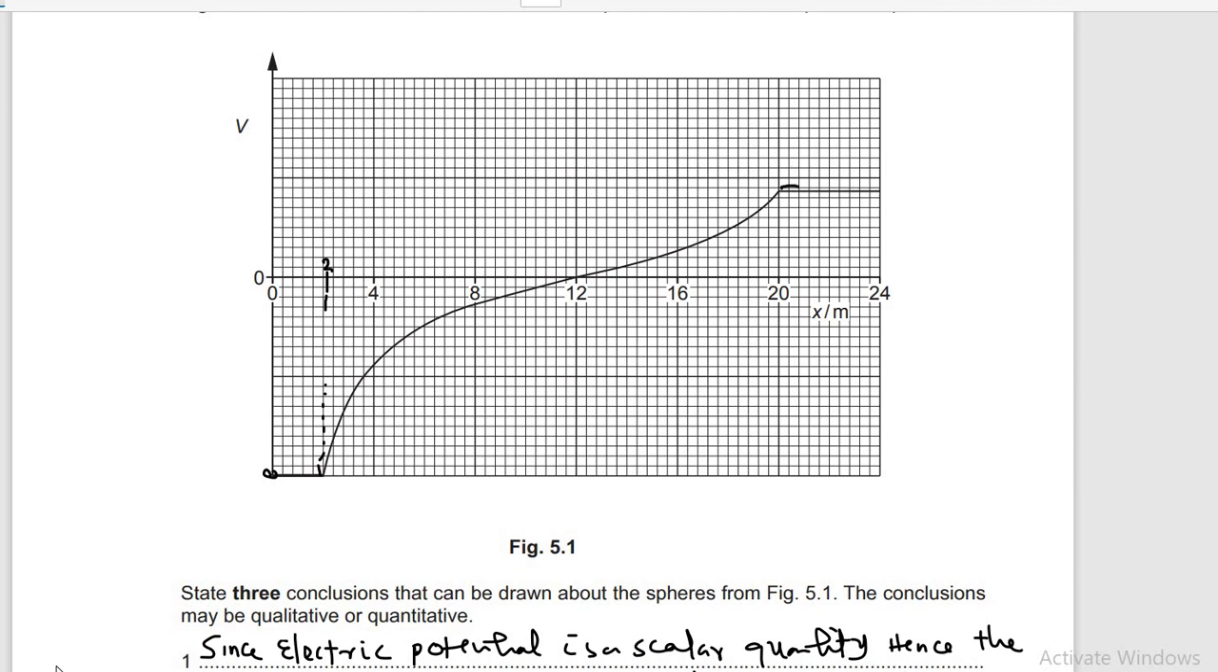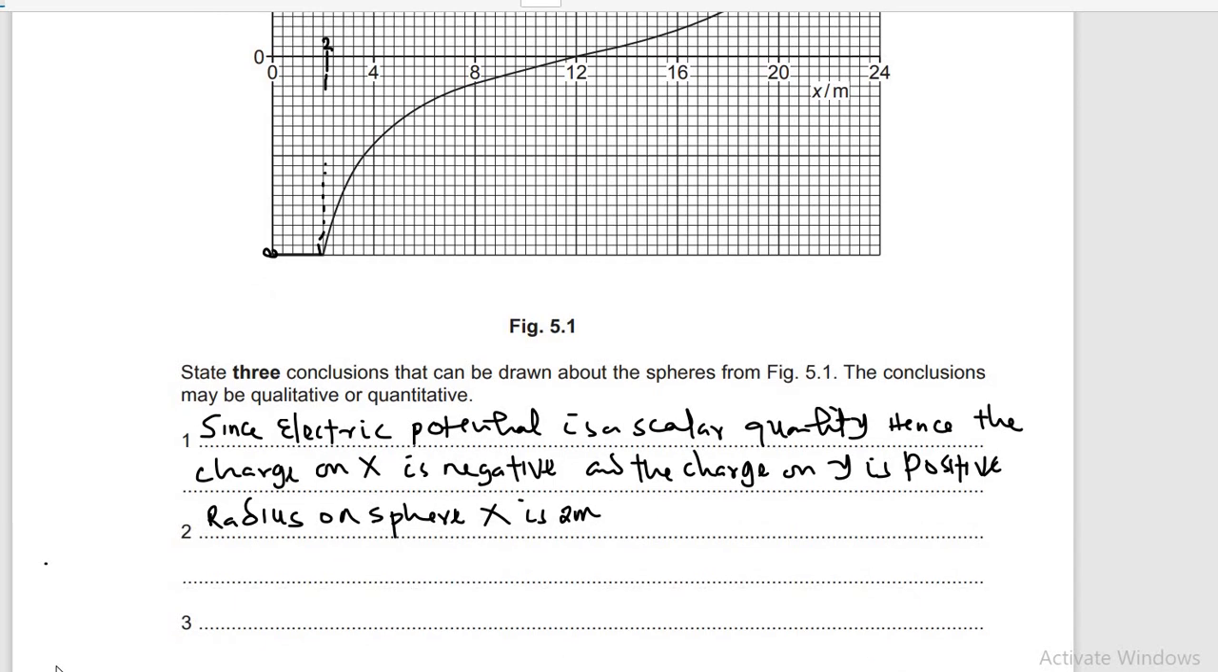Let's check that of Y. Where is it constant? The radius from 20 to 24 is constant. So the radius of sphere Y is 4 meters.